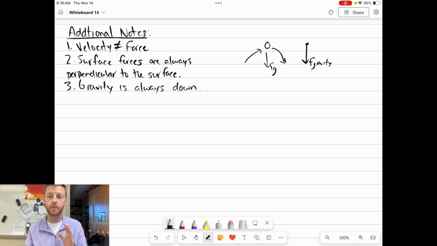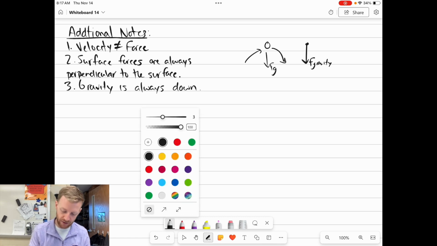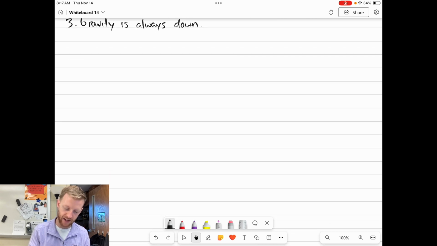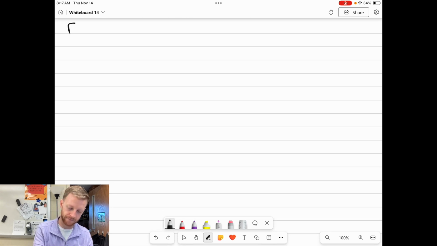Now at this point, I'm going to recommend you go start the 4.1 worksheet. Go do the first 2 sections. Do contact versus field forces, and then go ahead and do the free body diagram section. When you're done with those, come on back to the video because we are going to get started on the force of gravity. So let's go ahead and talk about exactly that. Let's talk about the force of gravity.